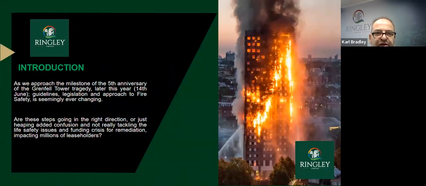We're rapidly approaching the milestone of the 5th anniversary of the Grenfell Tower tragedy later this year, 14th of June, in fact. Guidelines, legislation and approach to fire safety is seemingly ever changing. Are these steps going in the right direction? Or just heaping added confusion onto the issues of funding and crisis for remediation impacting millions of leaseholders?